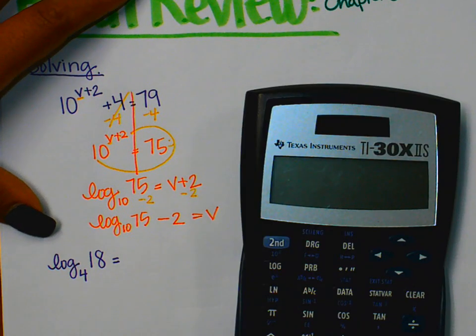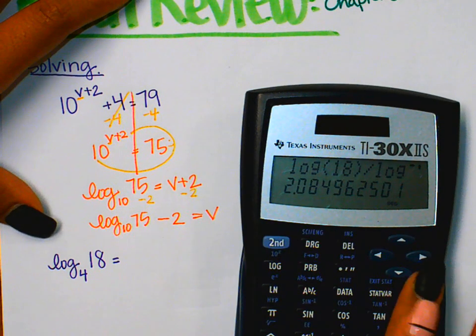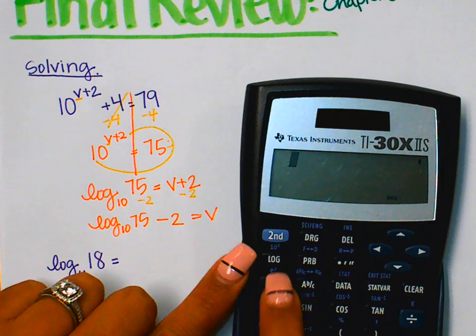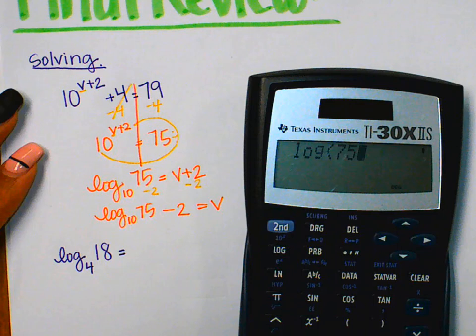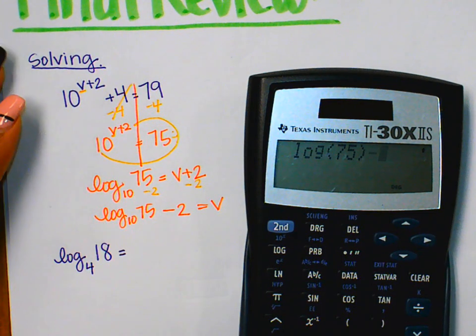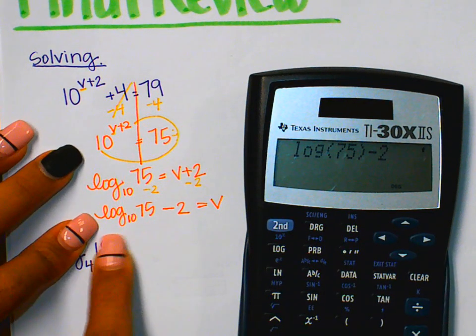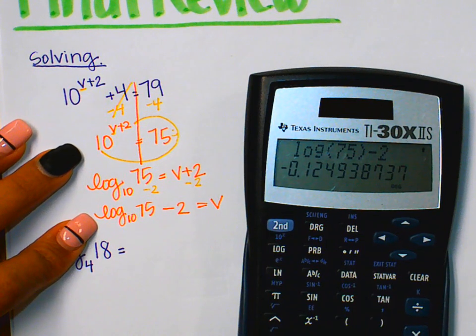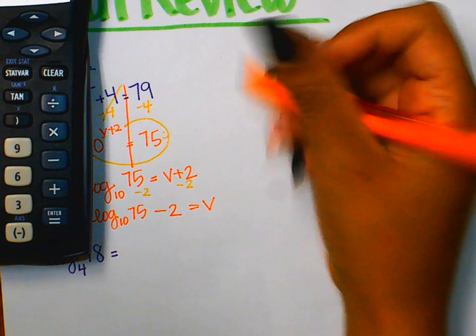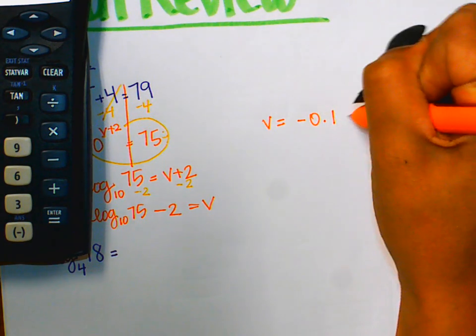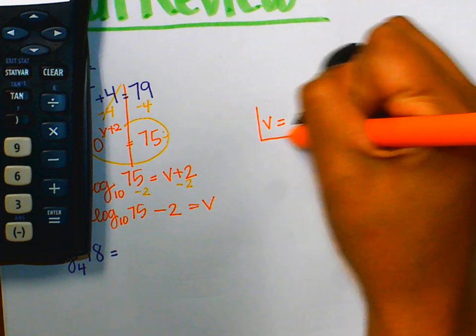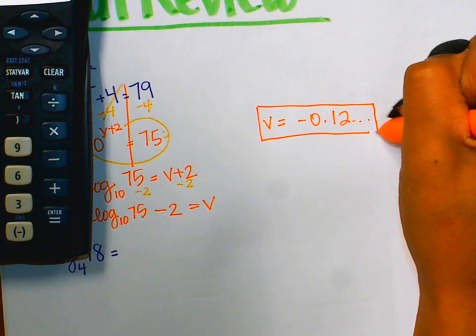When you plug that into your calculator, you do log. Remember that the 10 is the automatic base. If you don't see it, it's because it's a 10. So that's easy. And then we do 75, close my parenthesis, minus 2. So I'm plugging this part in right here. Hit enter, and I am left with b is equal to negative 0.12. And that is my answer.